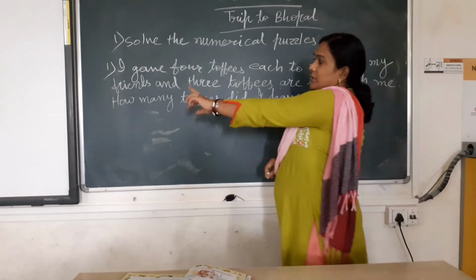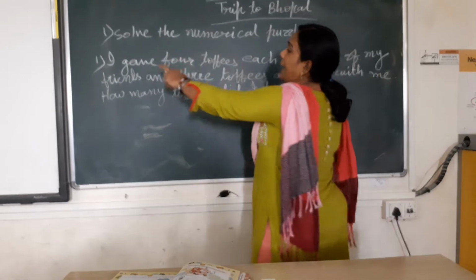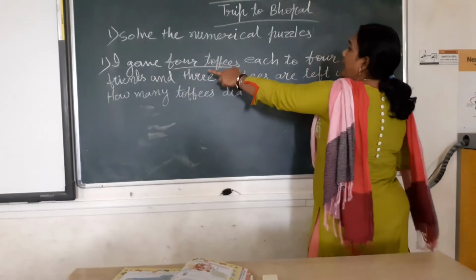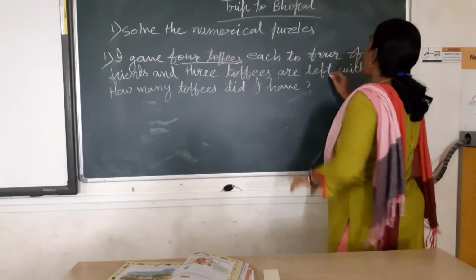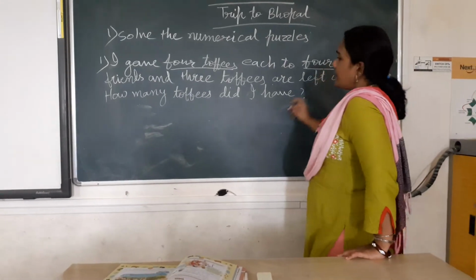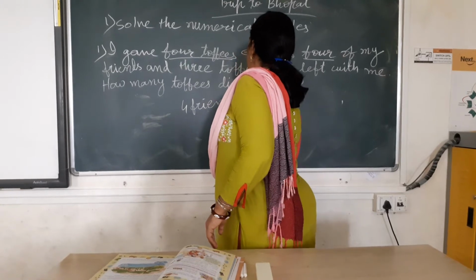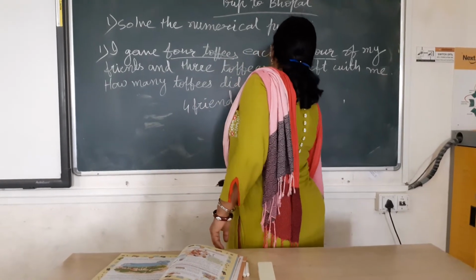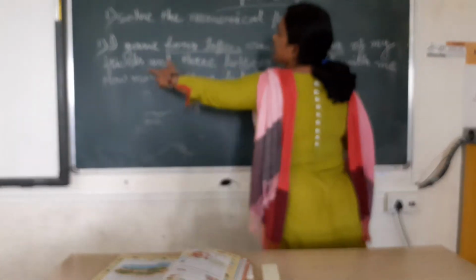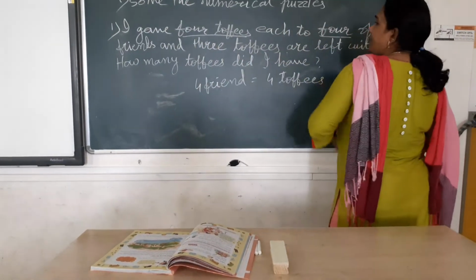Okay, first of all we will read this question, then understand, then solve. I gave 4 toffees, each to 4 of my friends. So 4 toffees, 4 friends. Among friends given 4 toffees, and 3 toffees are left with me.